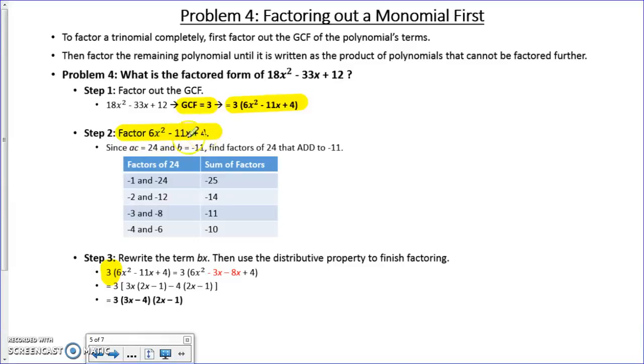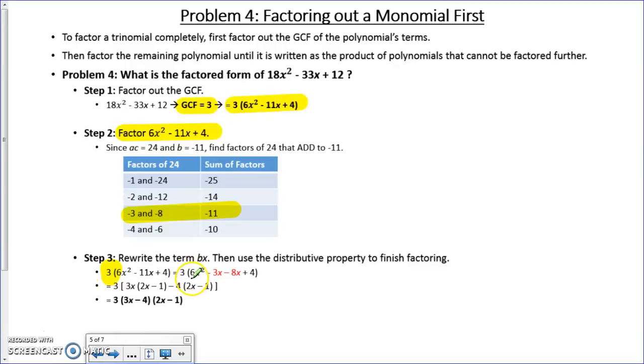So a times c is 24. It needs to add to negative 11, so we're looking at the negative factors. The factors that work are negative 3 and negative 8. Now we bring in the 3 again, and we just leave it on the outside. Okay, so we're going to rewrite bx. So we have 3 times 6x squared minus 3x minus 8x plus 4. Bring the 3 for the ride.